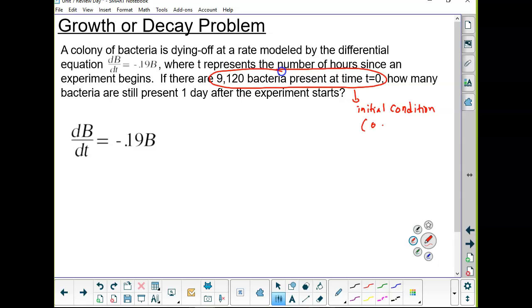So that tells me when t is 0, we know the initial condition. We also know, now keep in mind, this is dB, right? dB, and then here's B. So this B has to move over. Don't bring the negative 0.19 over. That's a constant. Leave it there. Otherwise, it can get messy. You could bring it over, but we don't need to. So I want to get rid of the B by multiplying by the reciprocal.